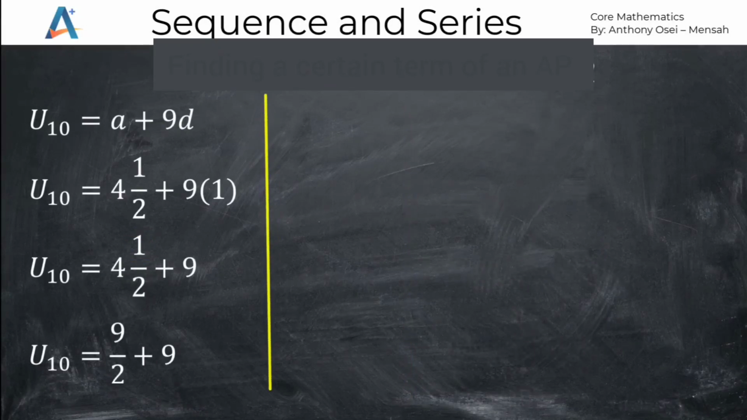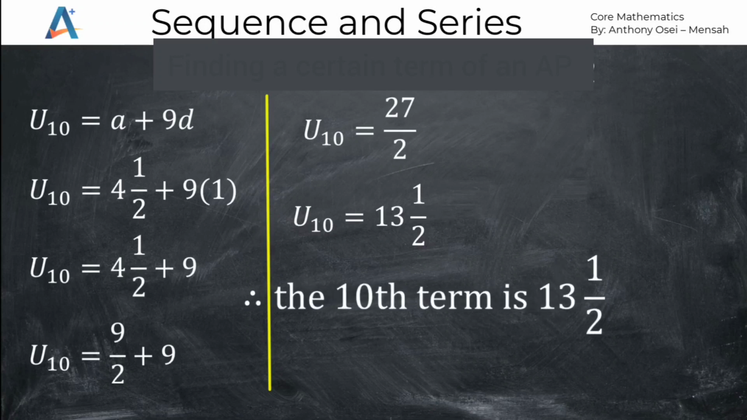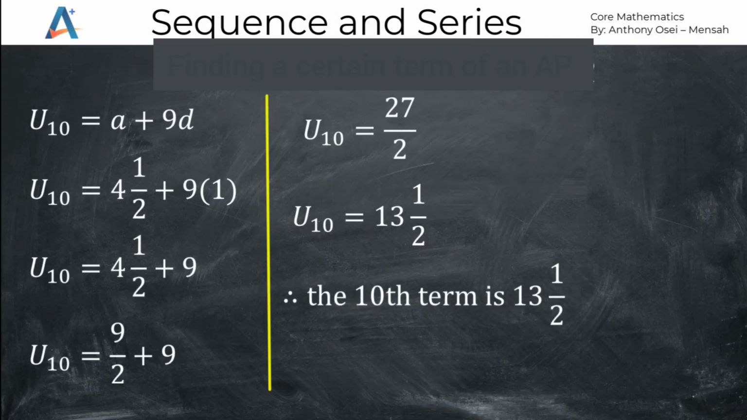So U10 will be equal to, now 9 over 2 plus 9 will give us 27 over 2. And 27 over 2 in mixed fraction form will also be 13 whole number 1 over 2. So therefore, the 10th term is 13 whole number 1 over 2. So that is the answer for this particular question.